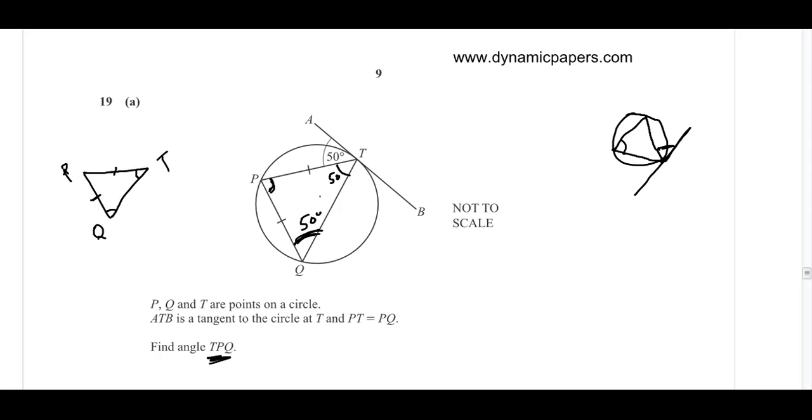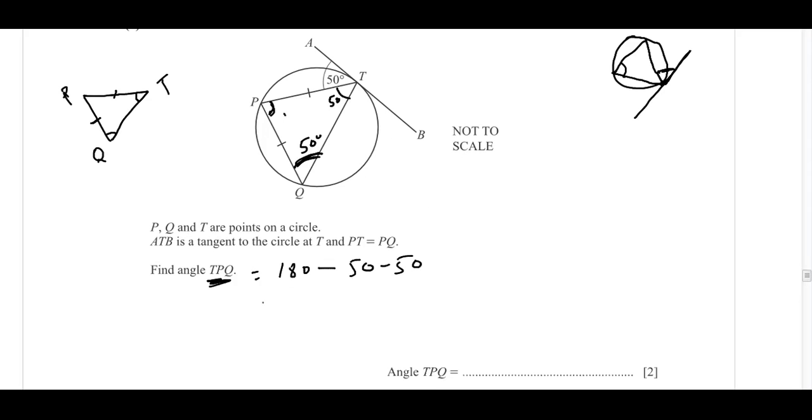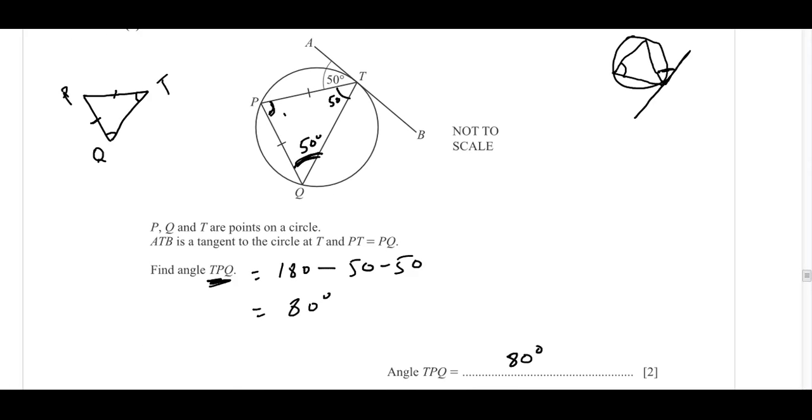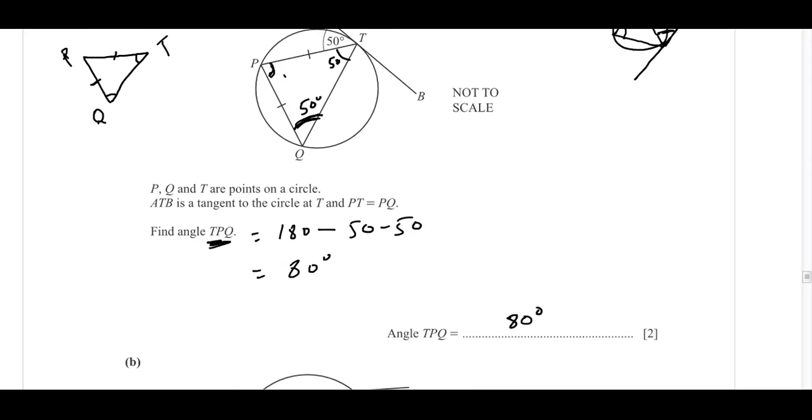All right. Then in that case, what will this angle be? We can say the angle TPQ will be the total in a triangle, 180 minus these other two angles, 50 minus 50. So from here, it will be 80 degrees. So this is 80 degrees. If this point is clear, and you remember the circle theorems, it will not be difficult at all. Let me know if there is any doubt in this one. So that is 80.